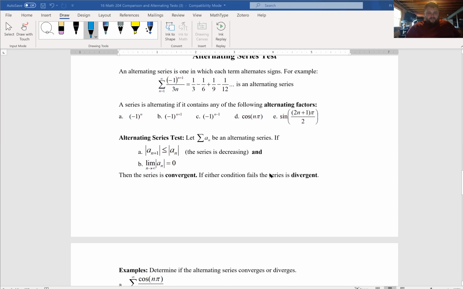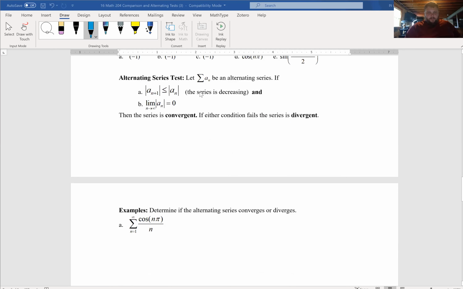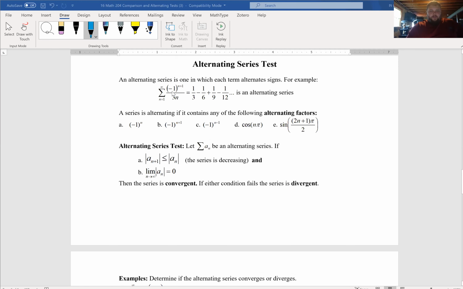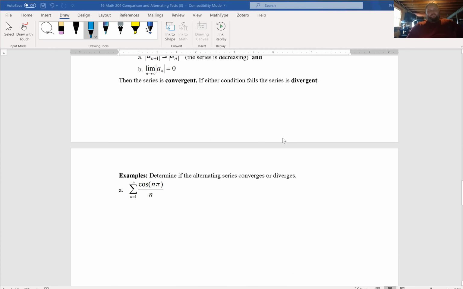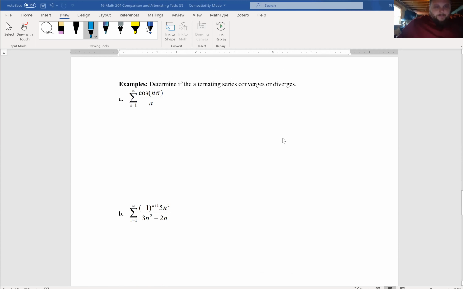So we've got the two conditions. The first one, you can simply plot the function. And if it's decreasing, well, then we can say, okay, then so is the series. And then we need to take the limit. And as I said, the funny thing about this is these absolute values, all they do is get rid of these alternating factors. So let me do an example here.